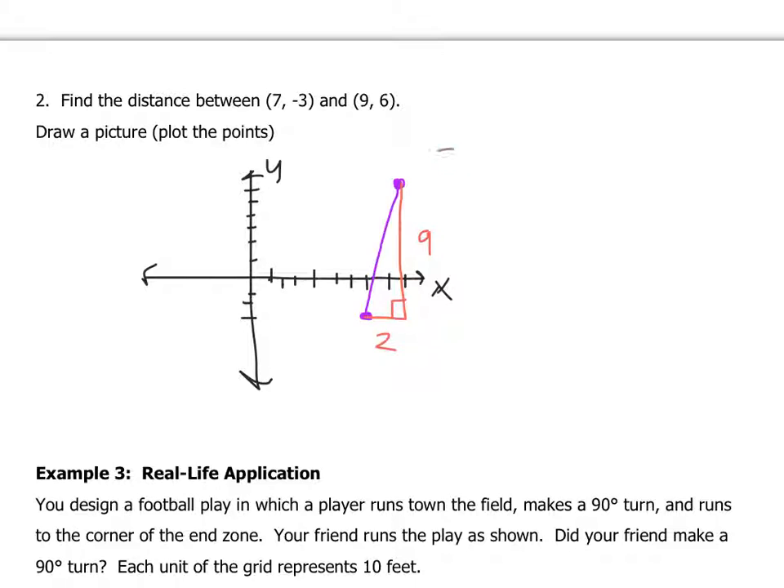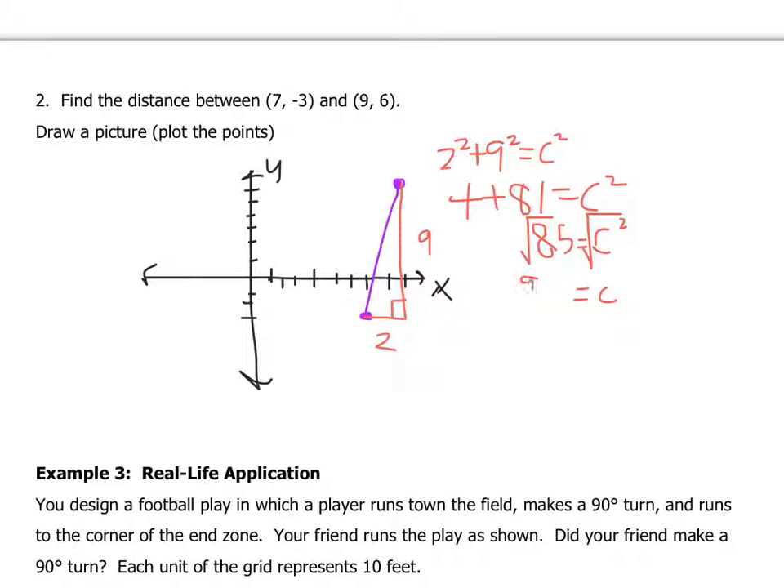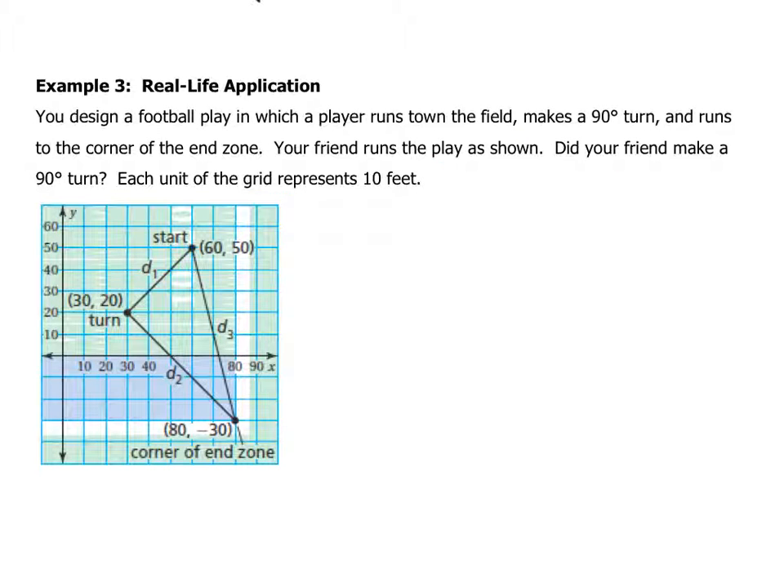So we go to the theorem. 2 squared plus 9 squared equals c squared. 4 plus 81 equals c squared. So we've got 85, and then we take the square root of 85. 9.2. So we've got 9.2 units. All right, let's look at an application of this. Pause the video, read example 3, and when you're ready, play.